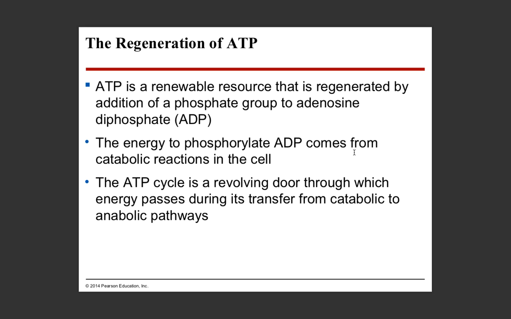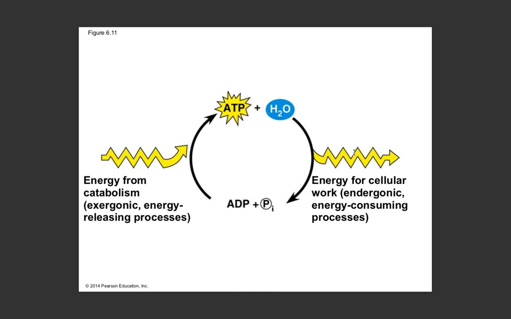So the ATP cycle is like a revolving door. We have energy that's going to pass from our catabolic to anabolic pathways and back again because we're constantly breaking and remaking our ATP. So it's this cyclic thing that we see going on here. You have energy from catabolism, which is exergonic, a release of energy that's going to help drive our ATP turning back into our ADP, right?